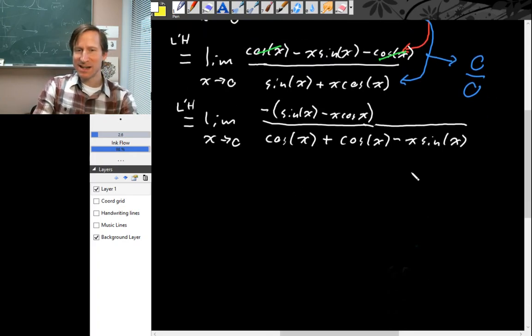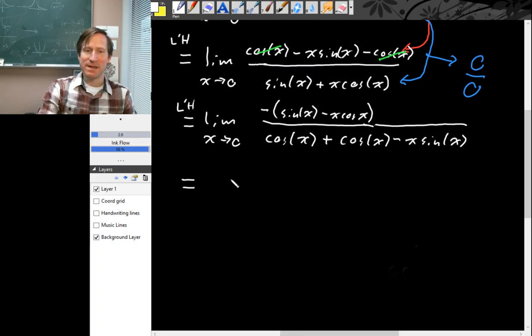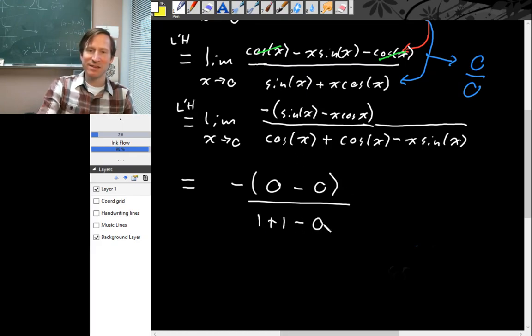And it doesn't look like anything simplifies. We could combine these two factors of cosine, but nothing is going to cancel. Now let's try evaluating at 0. In the numerator, we get minus sine of 0 is 0, minus 0 times cosine of 0 is 0, over, in the denominator, cosine of 0 is 1, plus cosine of 0 is 1, minus 0. So the whole thing turns out to be 0.